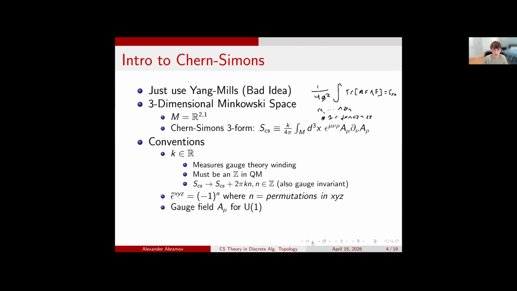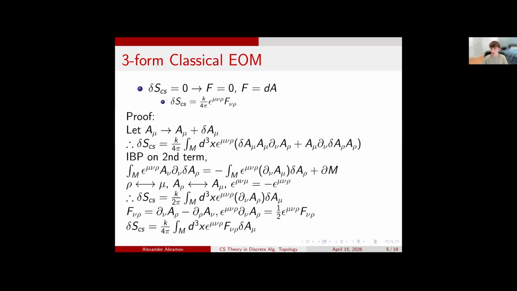Yeah, there we go. Okay, so our 3-form classical equations of motion. I want to show now the equations of motion for our Chern-Simons theory. First of all, we're going to do the pretty standard thing of assuming no variance in the Chern-Simons action. It's also going to impose a flat curvature, so we have F equals 0, where F can also be written as dA, as the differential form. And what I'm going to prove here is that the variance in the Chern-Simons action can be written like this.